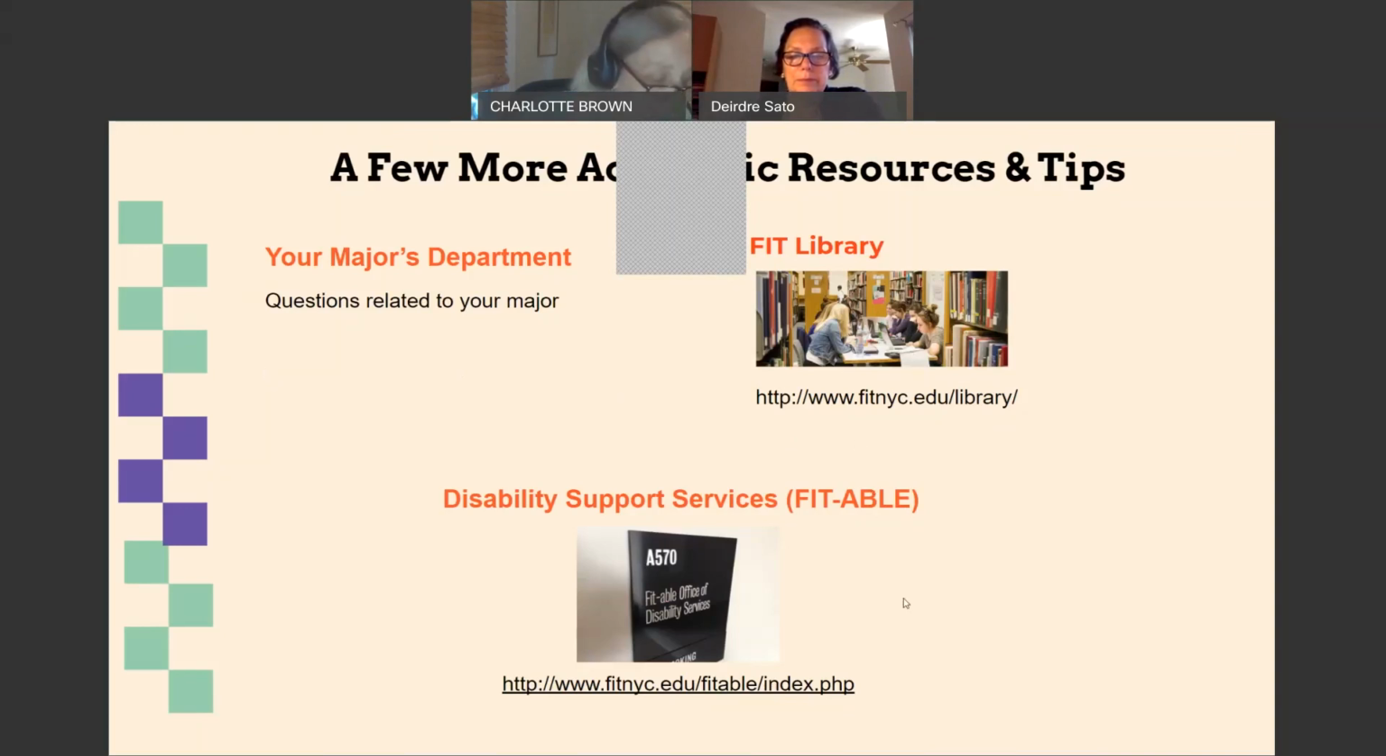And lastly, I just want to bring your attention to the Fitable office, which provides support for students with any kind of disability, be it physical or learning disability, such as dyslexia or ADHD. This office will work with students and faculty to make sure students receive the appropriate accommodations when needed.